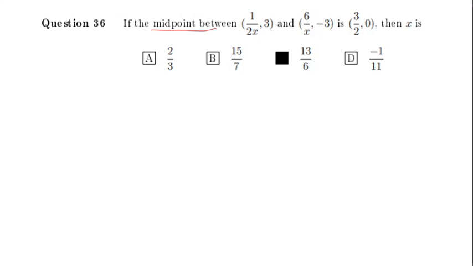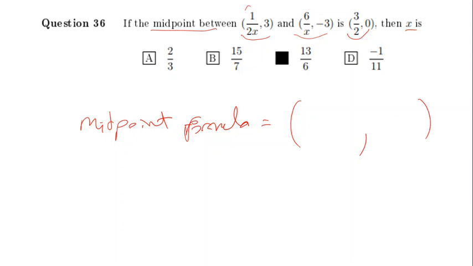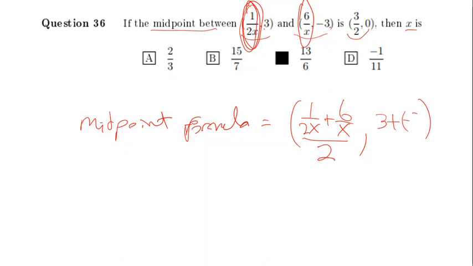Now, if the midpoint between this point and this point is this one, then what is x? So the midpoint formula says, okay, remember this midpoint formula? The midpoint formula is, you take the average of the x values. So these are the x components, the first component, you add them, then divide by 2, and for the y component, you add the y components, divide by 2. So this is the midpoint formula. This is the midpoint for these 2 points.